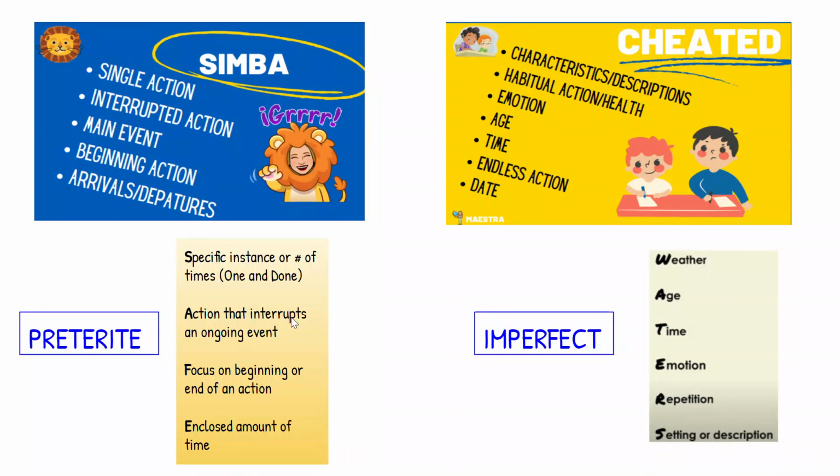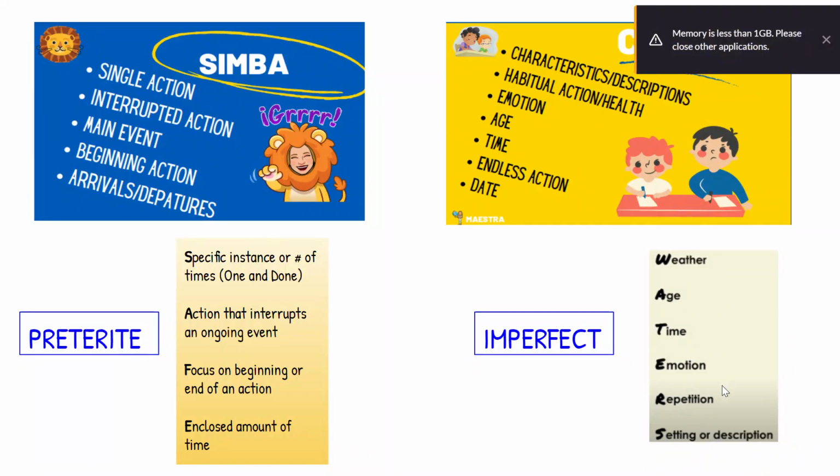The last way to look at it is what's written down below, safe waters. There's tons of ways, tons of tricks to look at this. Pick the one that works best for you. So for preterite, a specific instance or number of times, one and done. An action that interrupts an ongoing event. Focus on the beginning or end of an action, an enclosed amount of time. Imperfect, the weather, age, time, emotion, repetition, setting, or description.